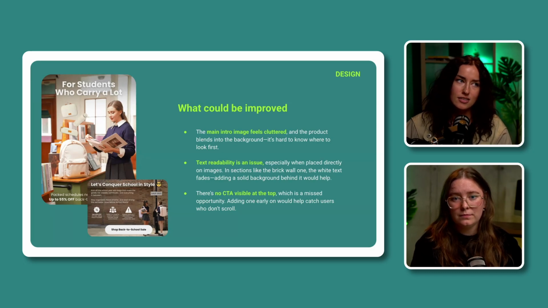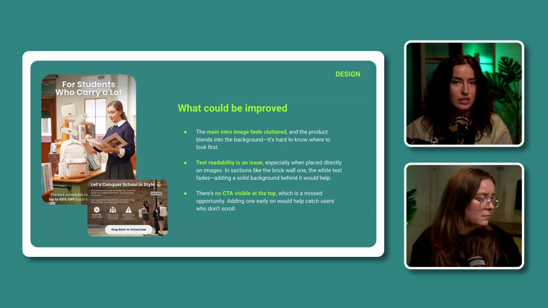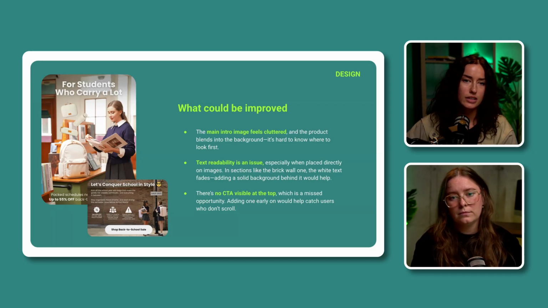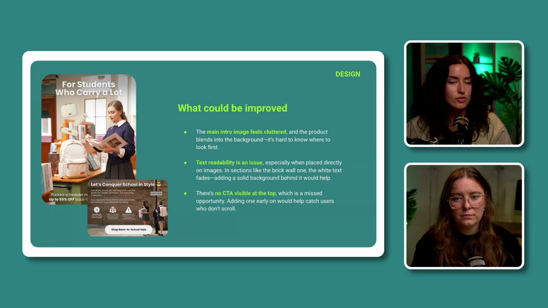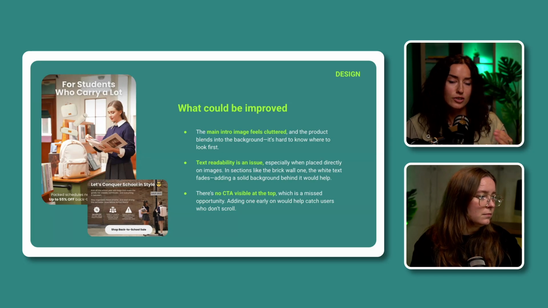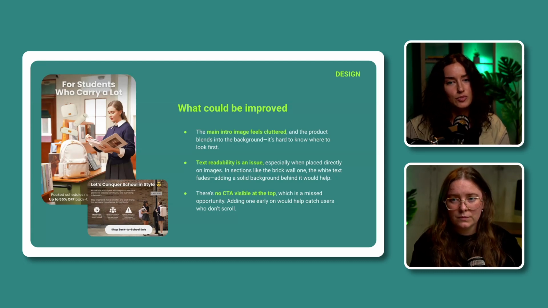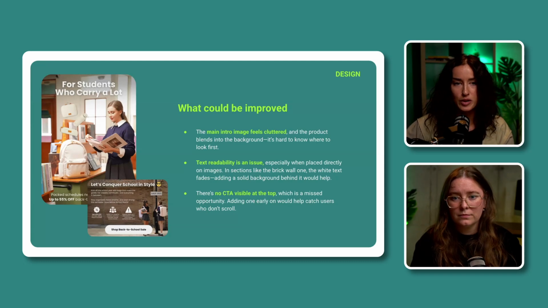Next would be the text, especially the body text, when placed on top of the images, like in the brick wall section, as you can see, it becomes hard to read. The solution, I think, would be to place the text somewhere else, maybe above the image, or add some color block to keep things legible, especially on mobile.